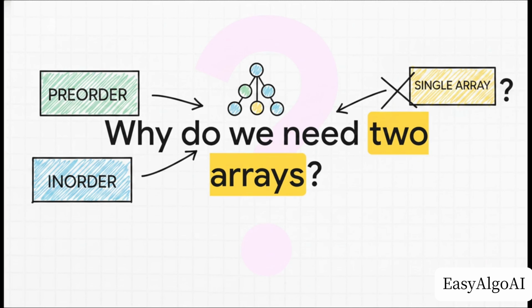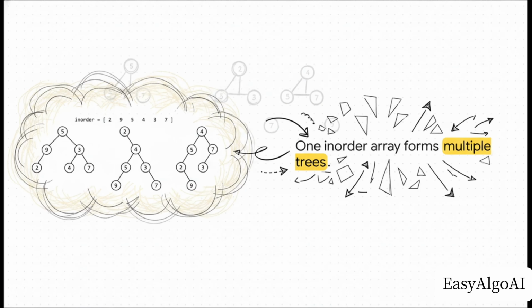So the mystery really starts right here with a super fundamental question. Why do we even need two arrays to do this? Like, why can't we just take a single traversal array and reconstruct our tree from that? It seems like it would save us a whole lot of trouble. Well, this perfectly illustrates why that simply doesn't work.